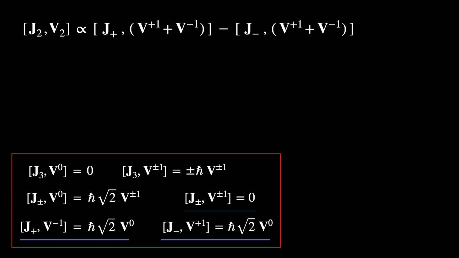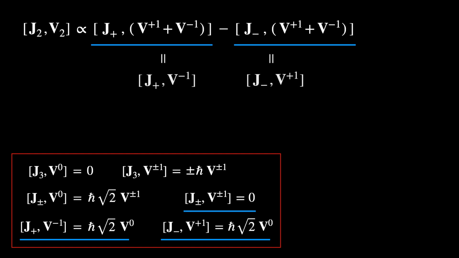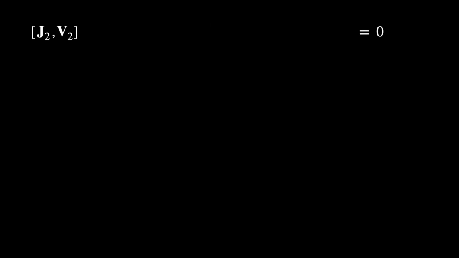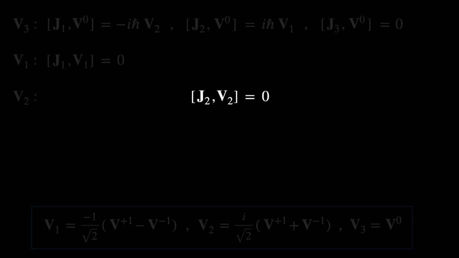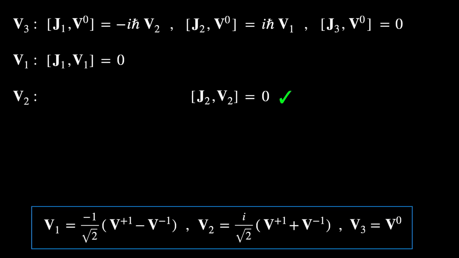Recall that this relation simply means that the +1 component of V cannot be raised any further, nor can the -1 component be lowered. Thus these are the non-zero parts of these two commutators, which, according to these two relations below, are equal and should cancel each other. J2 really does commute with V2.